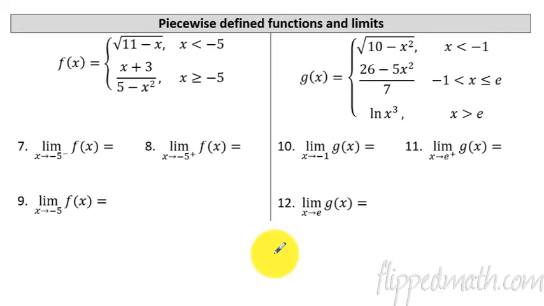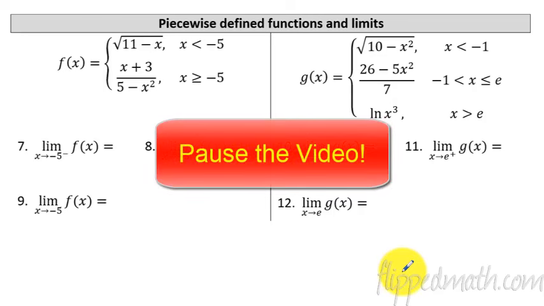So here is an example for you to try on your own. I want you to do the g of x, 10, 11, and 12. I'll pause now, and I'll have the answers appear in just a few seconds.